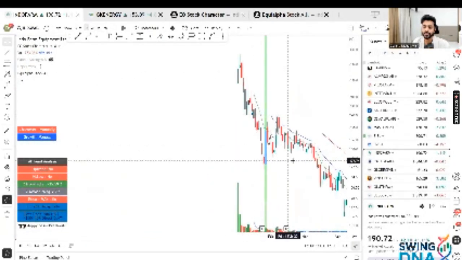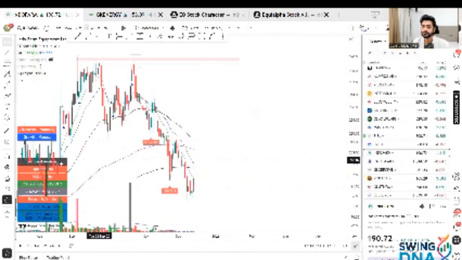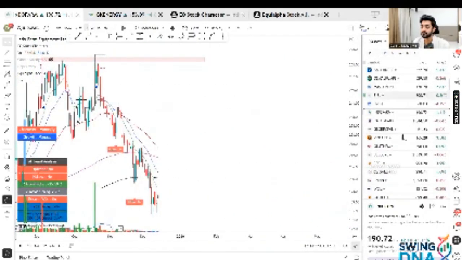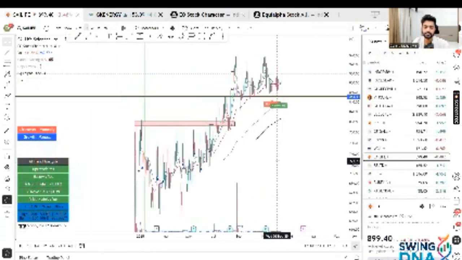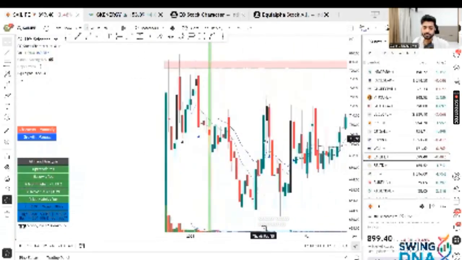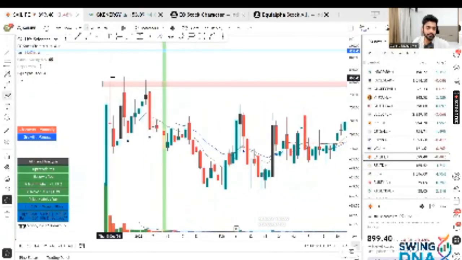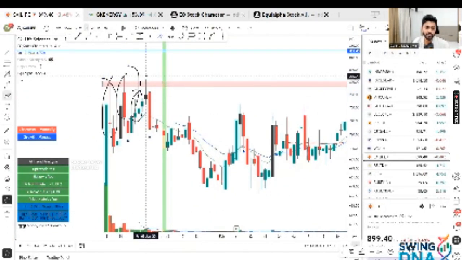Indo Farm got listed, simply down, nothing. Sai Life, look at the same wicks here, here, these 2 candles here.